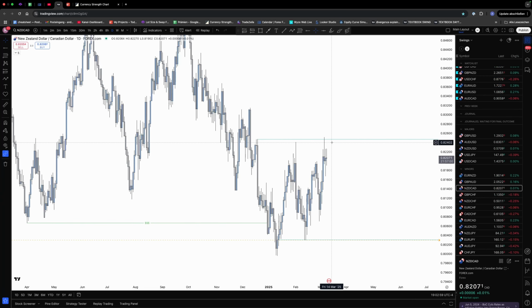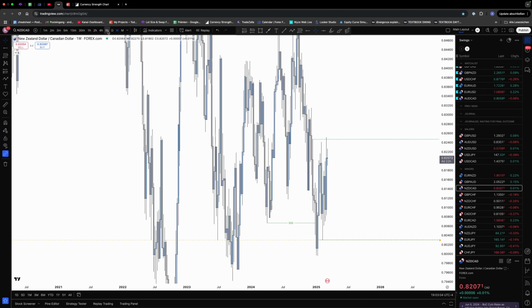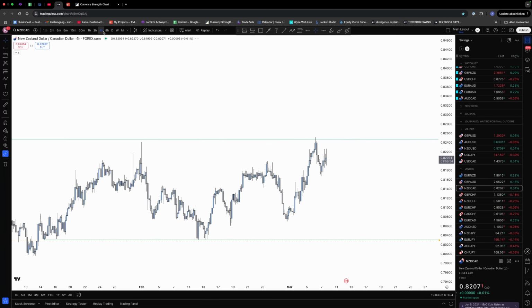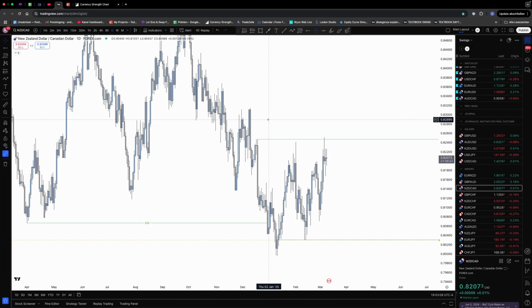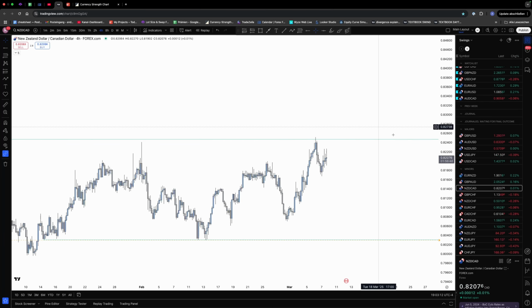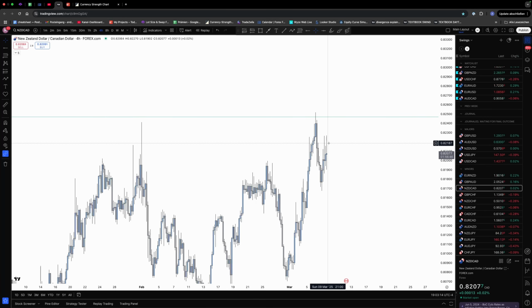NZD CAD, we had a nice sweep here. Is this also weekly structure? No, it's just a weekly singular high. And on the daily, it's a nice daily structure sweep. So this can be very valid. NZD CAD gave a first leg, 2 fat rejections, okay?